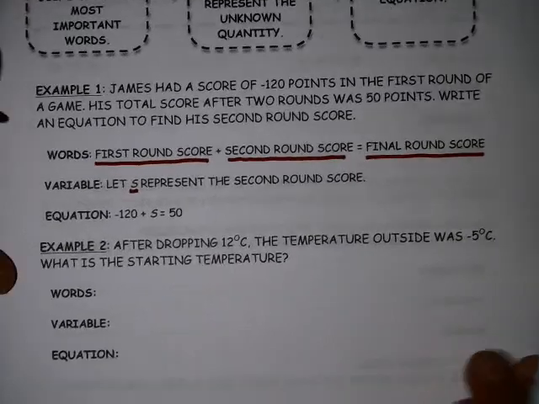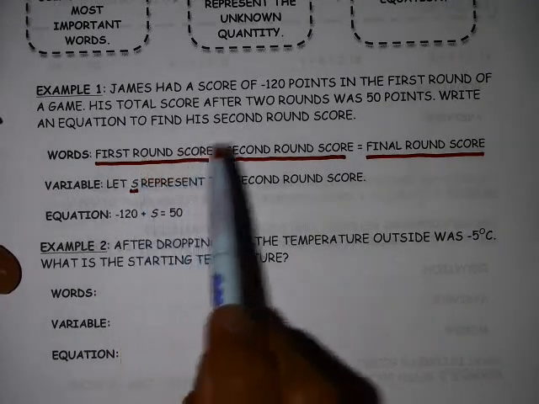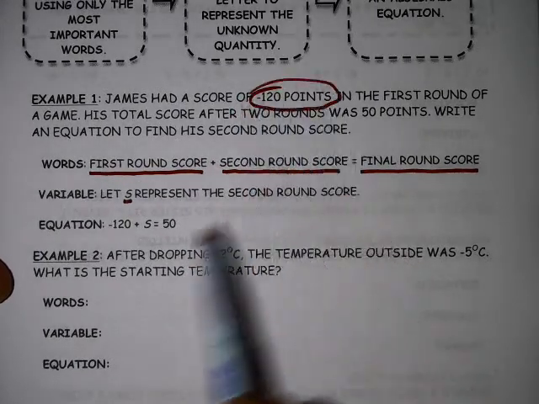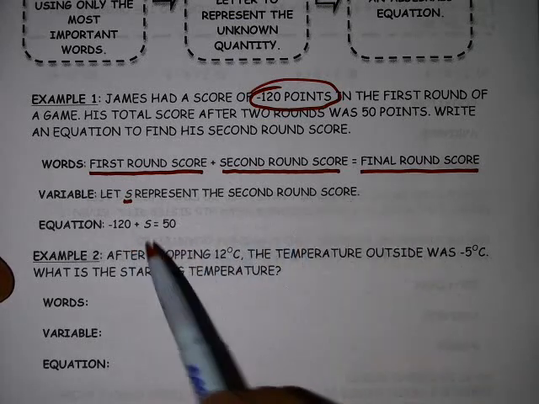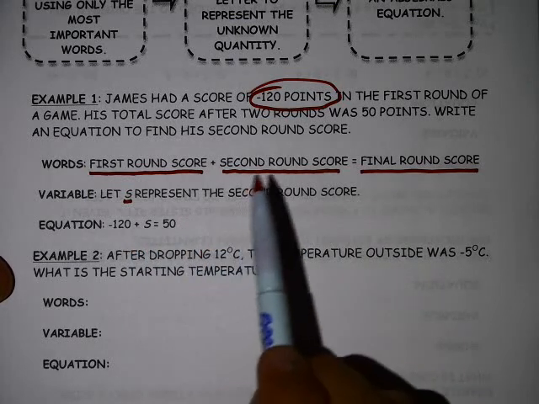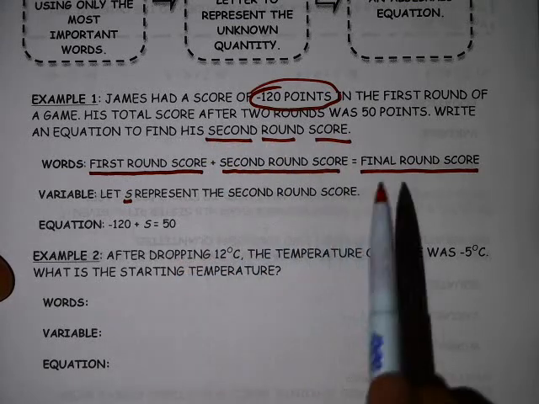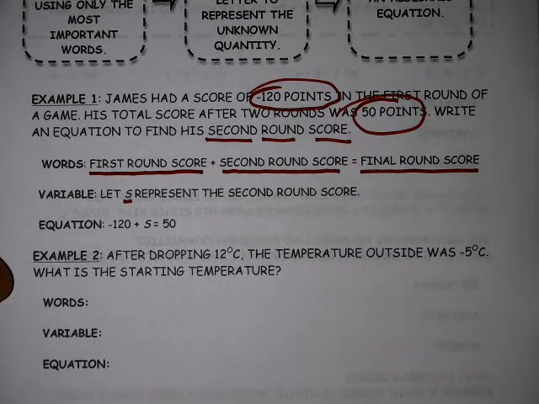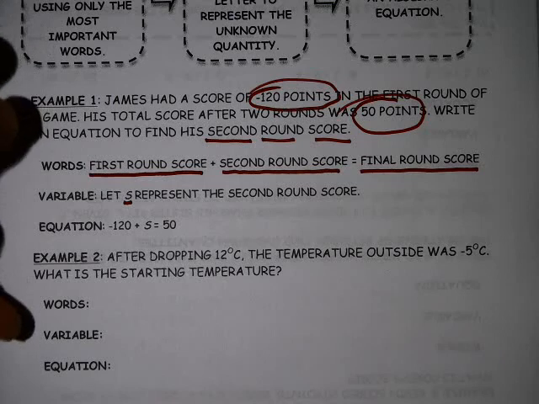Then we go right into writing the actual equation. We take his first round score, which we saw up here was -120. We're going to put that first, plus whatever he scored in the second round, which we don't know. That's what we're trying to find, his second round score. But we do know that his total at the end was 50. Again, we'll work later on in the week on how to actually solve these.